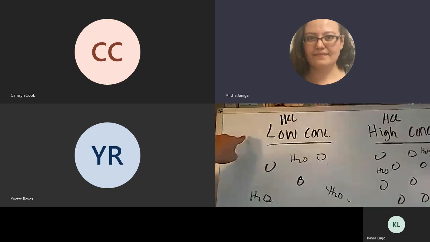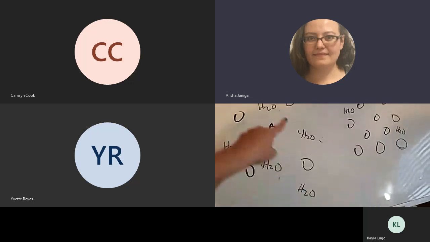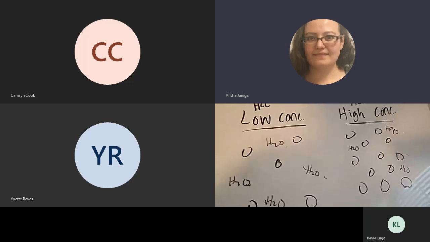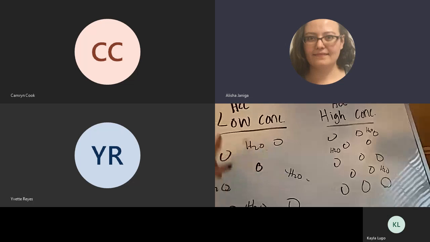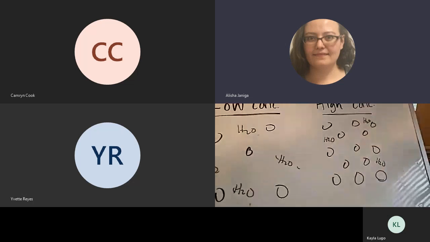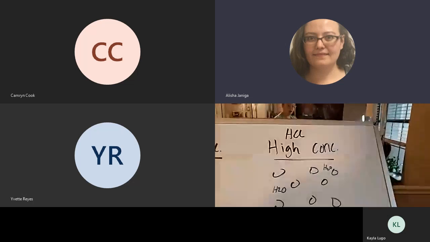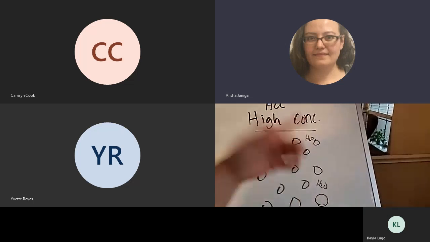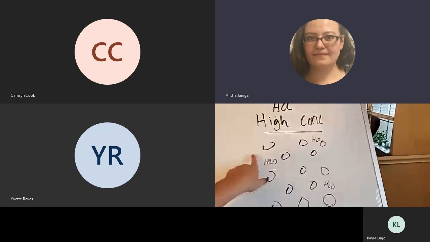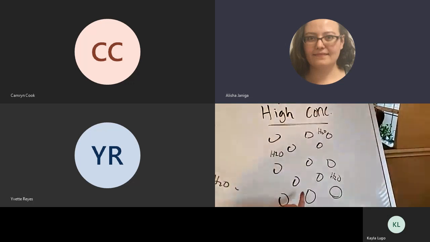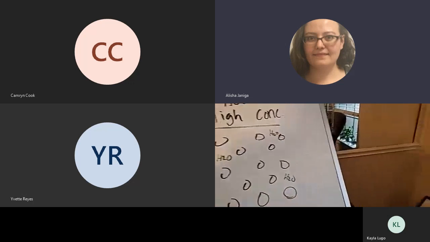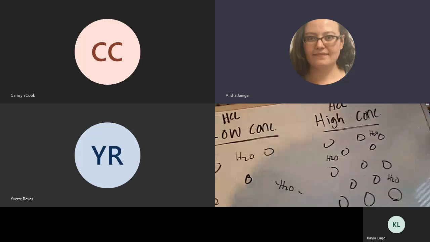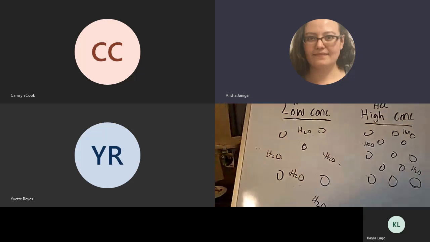So our low concentration, there's more water versus particles of whatever it is, cornstarch, hydrochloric acid, whatever you're working with. Versus the high concentration, there's more particles, starch, hydrochloric acid, whatever, than there is water. So there's more particles to have a reaction with. So that's why you have a higher probability of the reaction.